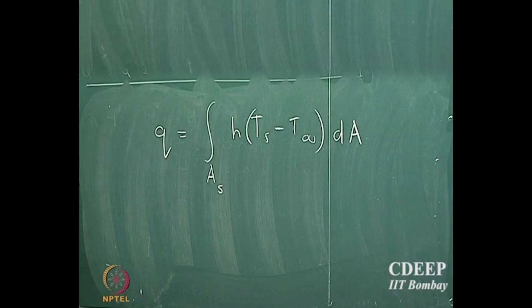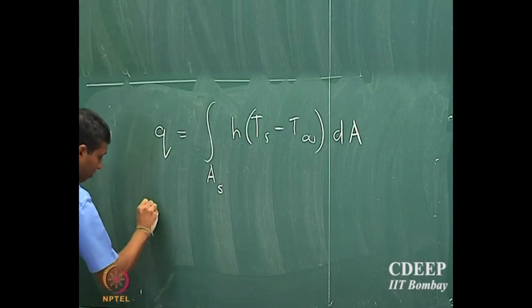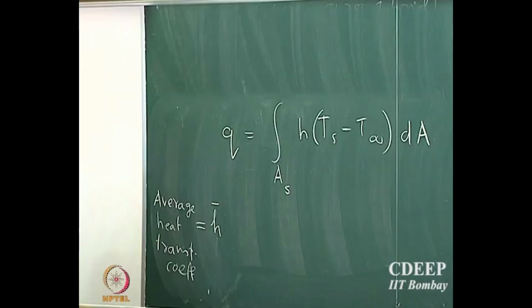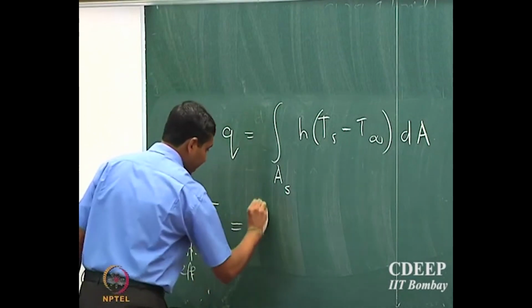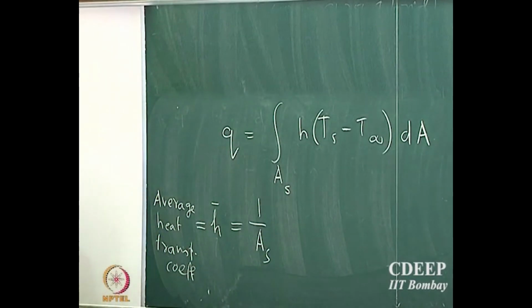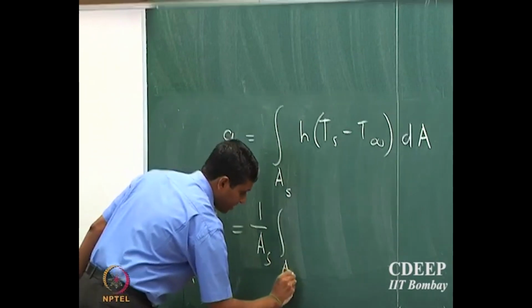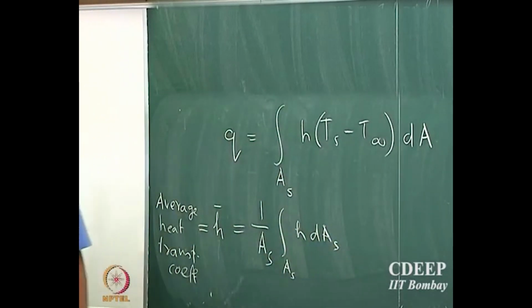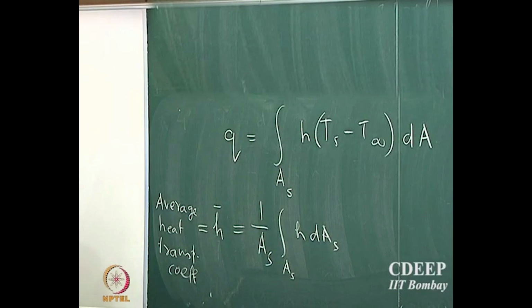Now we can define a quantity called h bar, the average heat transport coefficient, defined as 1 by As, where As is the overall surface area available for heat transport from the solid to the fluid, into the integral over As of h dAs. If I assume that I knew what Ts and T infinity are, it is not a bad assumption to make.